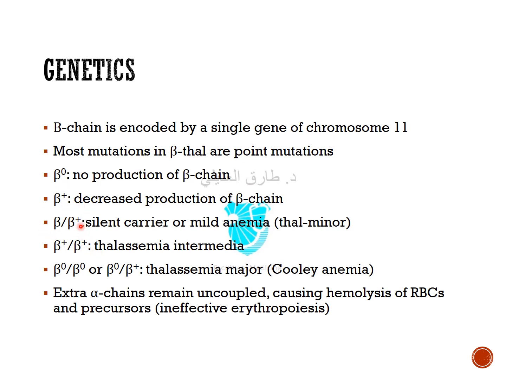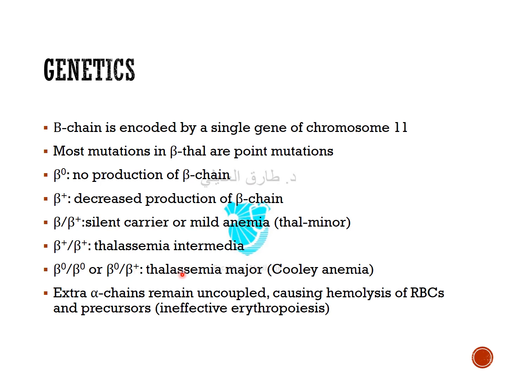Now, when combining maternal and paternal genes, if one of them is normal and the second one is plus, the patient either is a silent carrier, okay, or he or she has very mild anemia. And these carriers, we can test them before marriage. In contrast, we'll go to the severe one. If there is beta 0 in both of them, the maternal and paternal, or sometimes beta 0 with beta plus, and this plus gives only a very small amount of beta chain.